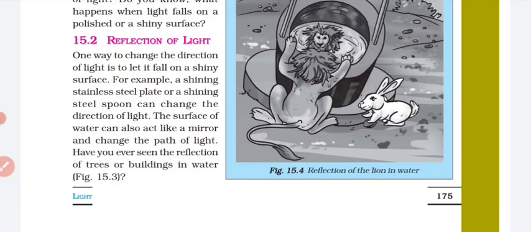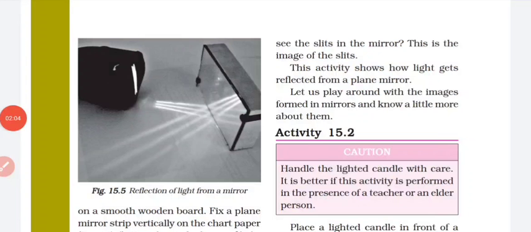Any shiny surface can act as a mirror. Whenever light falls on a mirror, most of the light bounces back, and this is known as the reflection of light. So the bouncing back of light is known as reflection. To observe this, we have to perform an activity.